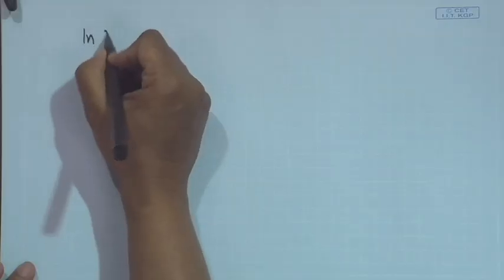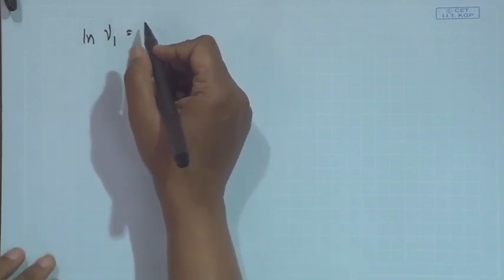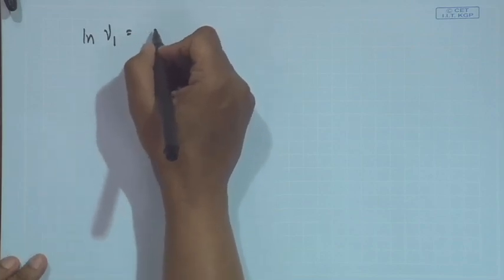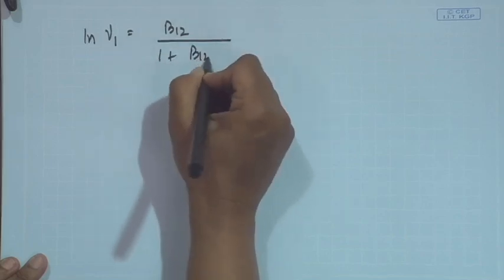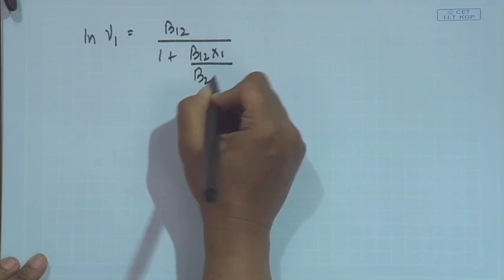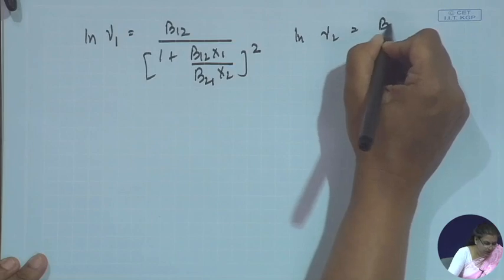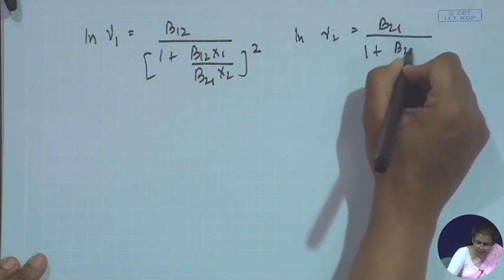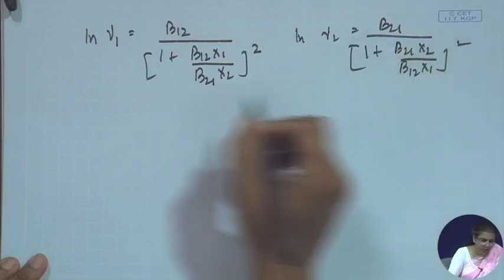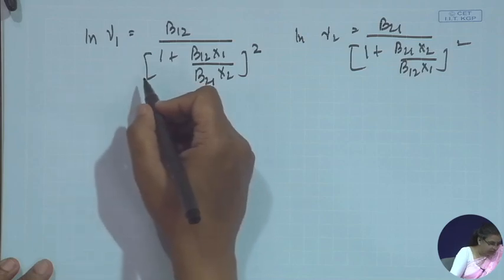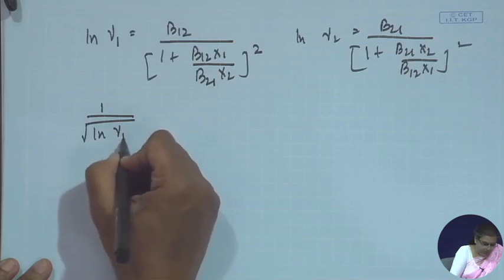Suppose we write ln gamma 1 equal to, I will just write the equation once more, B12 by (1 plus B12 x1 by B21 x2) whole square, and ln gamma 2 is B21 by (1 plus B21 x2 by B12 x1) whole square. It will be good if you can remember these three equations. Agreed. So can you write it in a particular form?